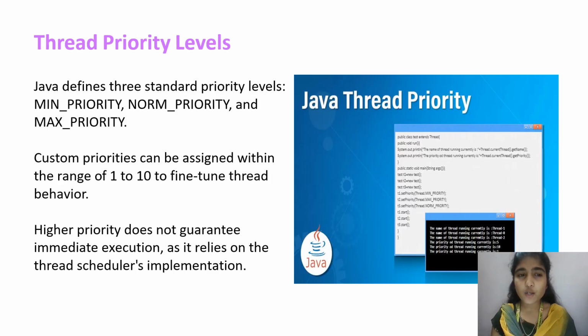Next is thread priority levels. Java defines three standard priority levels. First is MIN_PRIORITY, second is NORM_PRIORITY, and third is MAX_PRIORITY. Custom priorities can be assigned within the range 1 to 10 to fine-tune thread behavior. Higher priority does not guarantee immediate execution, as it relies on the thread scheduler's implementation.